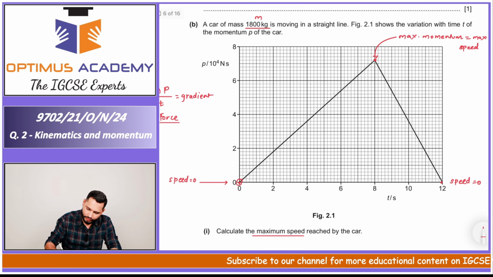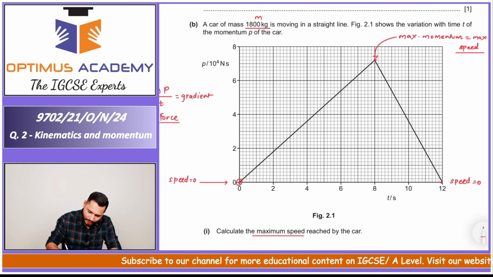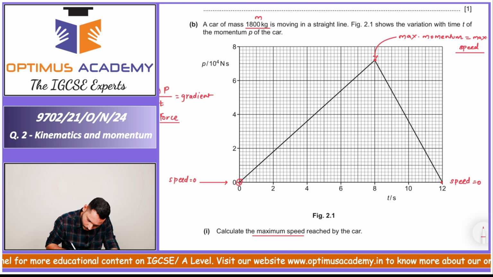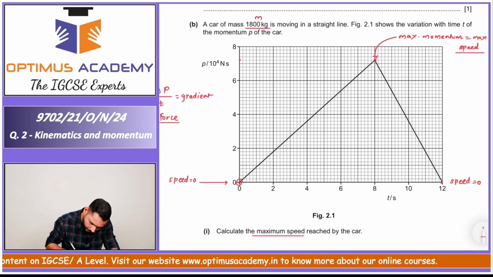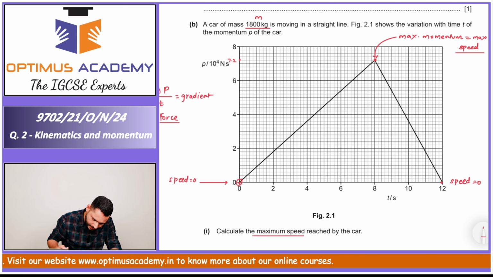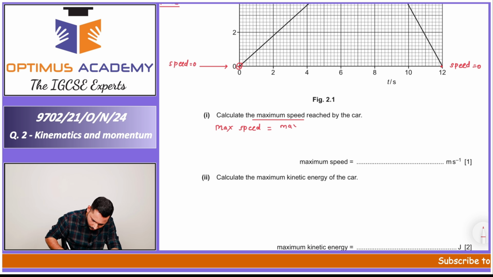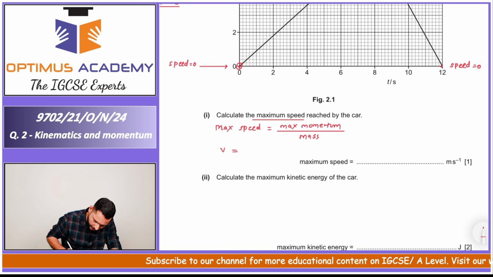As we have marked on the graph, maximum speed is when the object is at maximum momentum. So the maximum momentum of the object is seen somewhere over here, and this point is 7.2. So we can write maximum speed is equal to maximum momentum upon mass of the object. So for v, we are using the formula momentum upon mass.